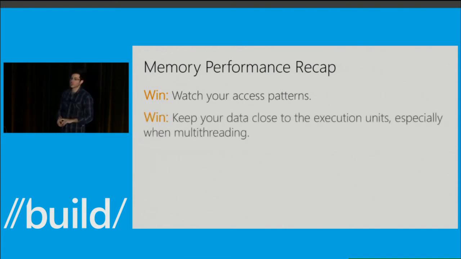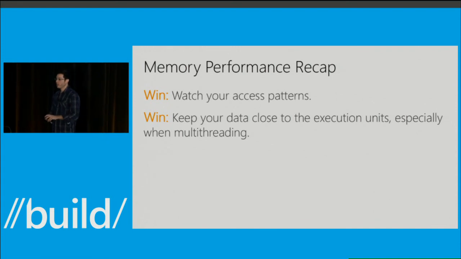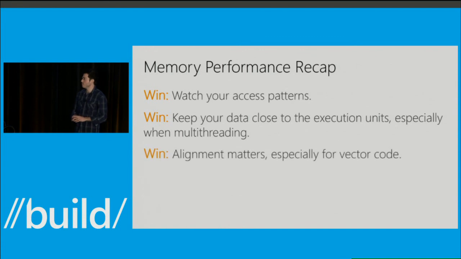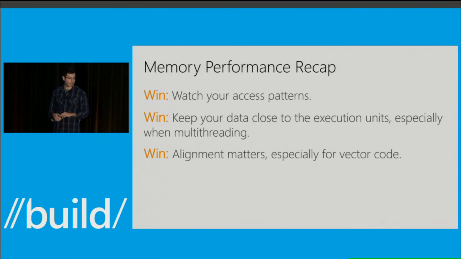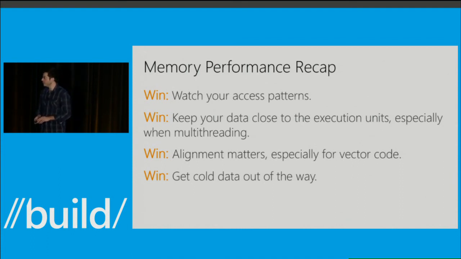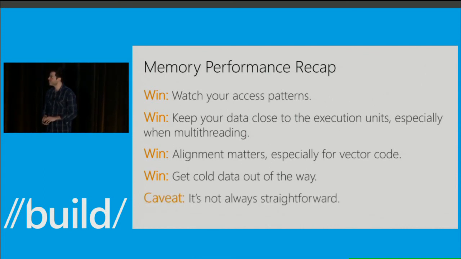You want to keep your data as close to the execution units as possible, especially when you're doing multi-threading. Multi-threading of I/O-bound code. And if you're looking at vector code, there's a very, very good chance that it is I/O-bound, so keep an eye out for that. Alignment matters, right? Especially for vector code, you want to be looking at cache line density. Get your cold data out of the way. I think that's a nice way of saying, instead of keeping your hot data together, just get the cold data out of the way. It's probably good advice to code by. But be careful, it's not always straightforward, like that Bitfield example where you think you're doing the right thing, but maybe it's not working as well as you think it would.